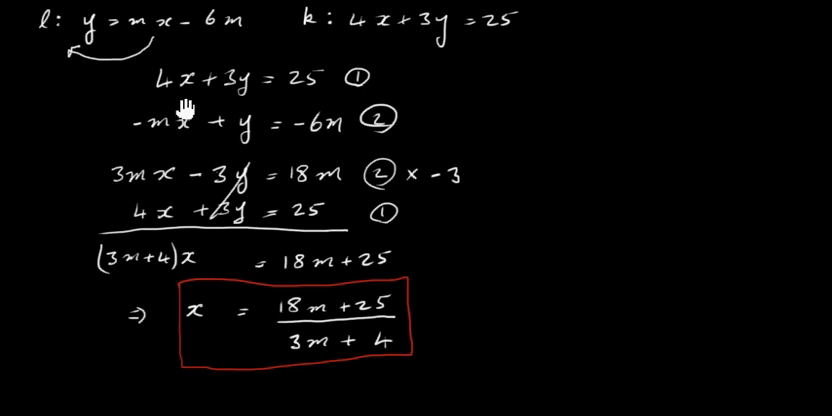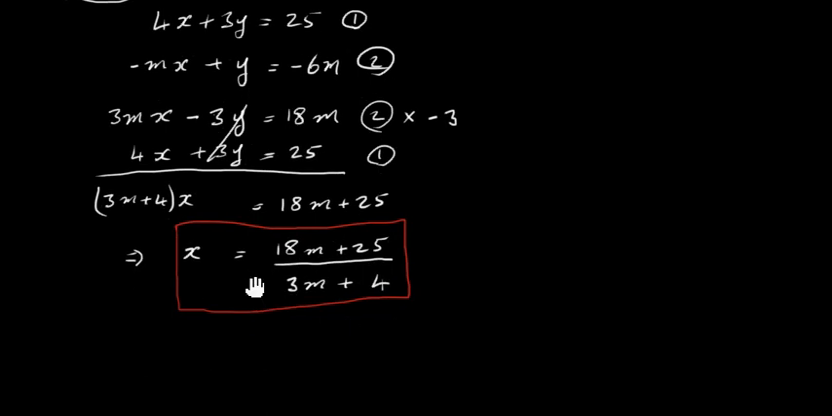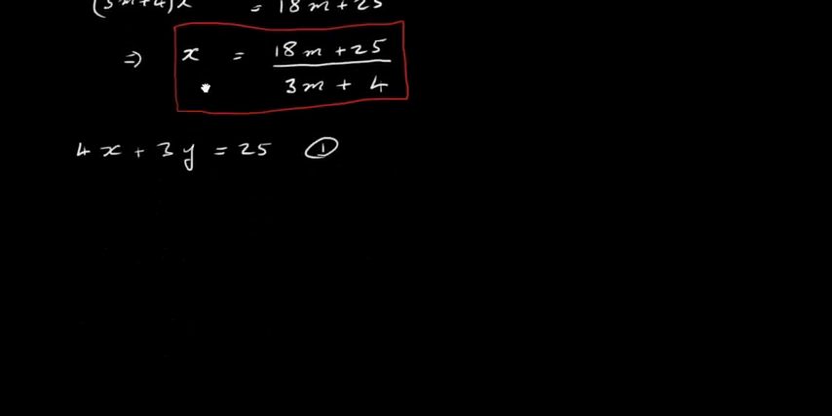Now I'm going to take equation 1 here, 4x plus 3y is equal to 25. I'm just going to substitute this in for x. So I'm going to put x in here. Okay, so let's work on that then. Let me just write that down first. So we have 4x plus 3y is equal to 25, and this is equation 1. Okay, now let's just substitute in this here and see where we end up.